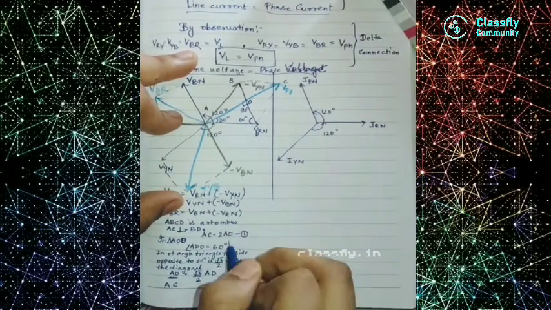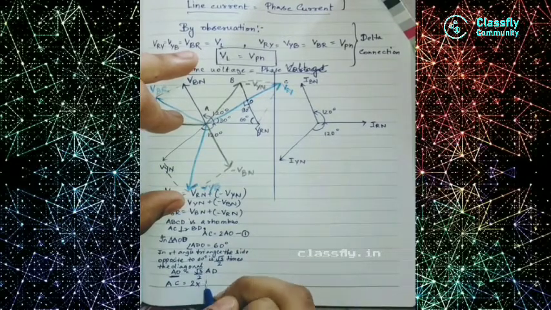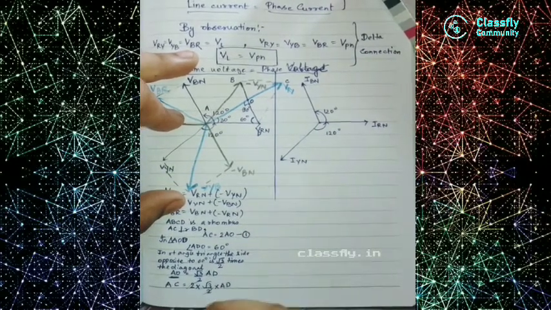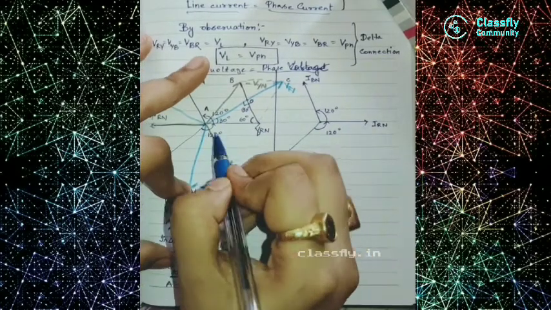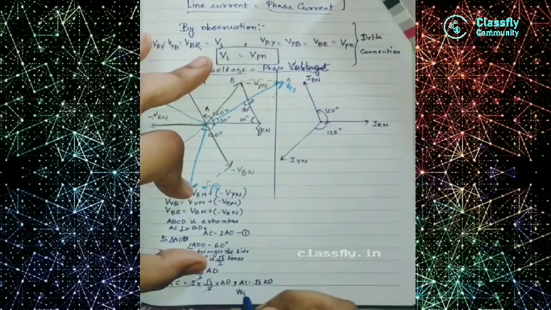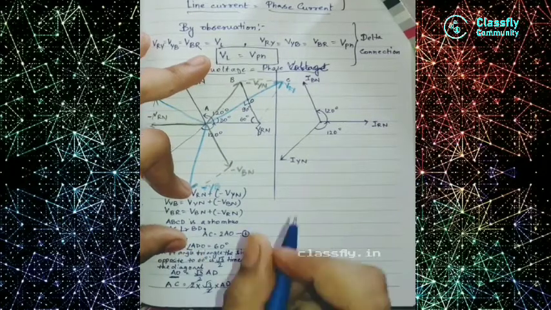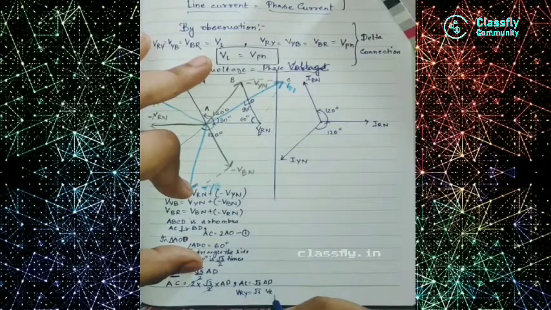So now we will put this AO value in equation 1, so AC is equal to 2 into root 3 by 2 into AD. So 2 gets cut and we are left with AC is equal to root 3 AD. So our AC is our VRY. VRY is equal to root 3 and AD is our VRN.